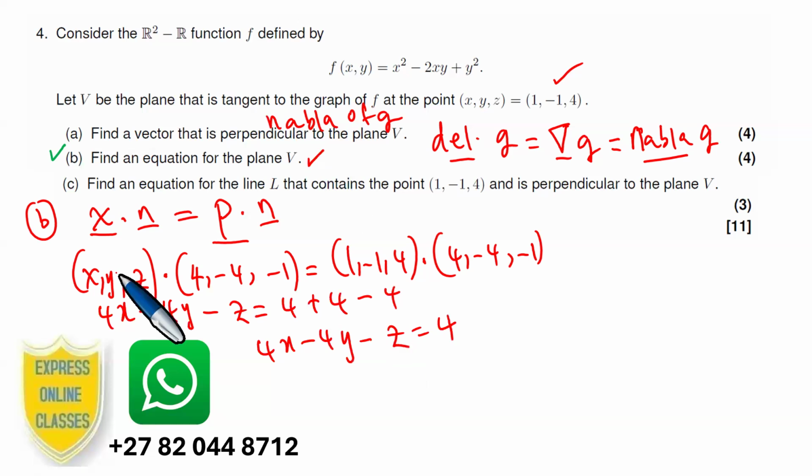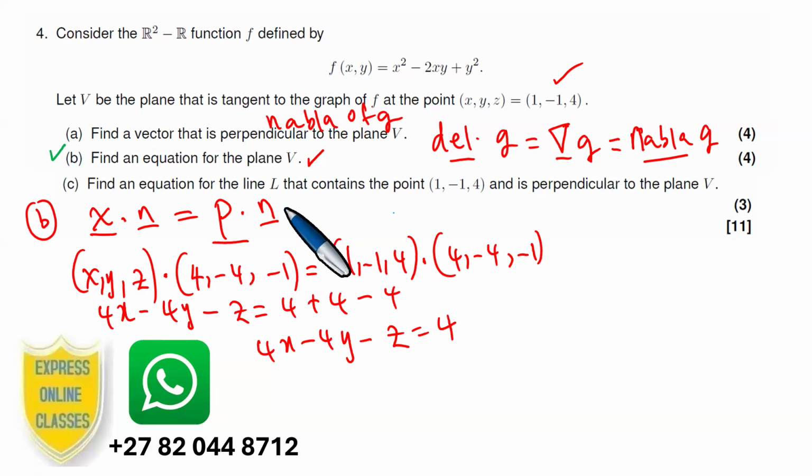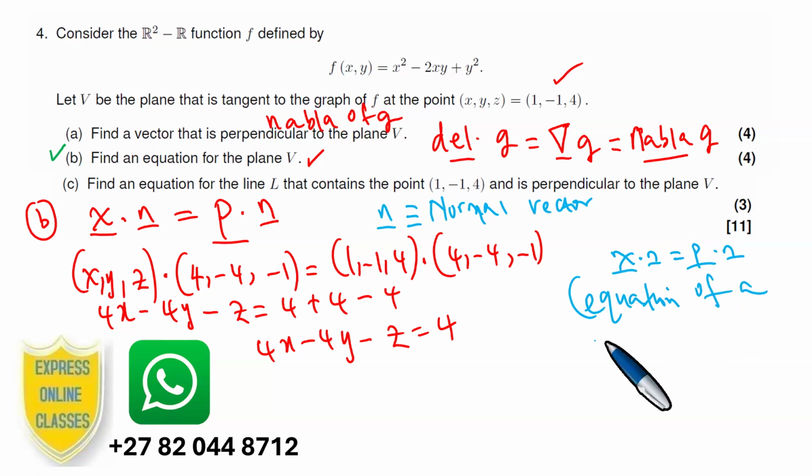So to find the equation of a plane, we use this formula, x dot n equals p dot n. Vector x dot vector n, which is the normal vector. So we note that this n is called the normal vector. Simultaneously, x dot n equals p dot n is the formula for finding the equation of a plane. So we have answered the question that said, find an equation for the plane. This is the equation of a plane.